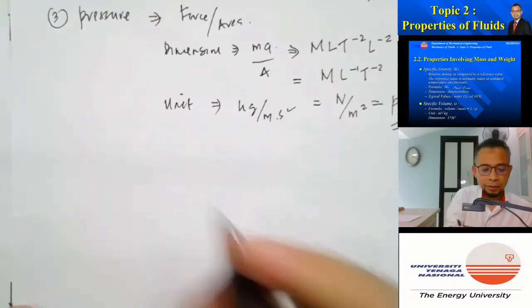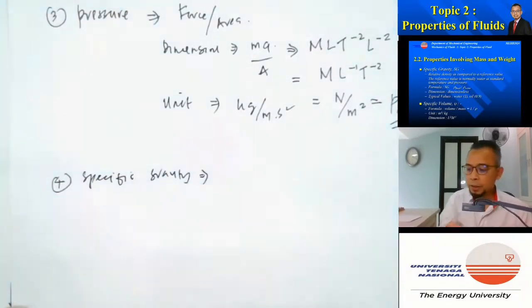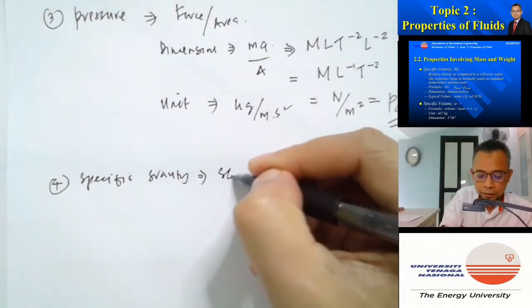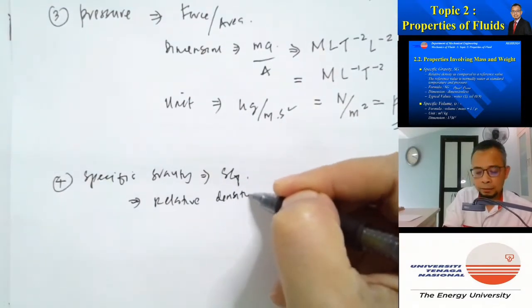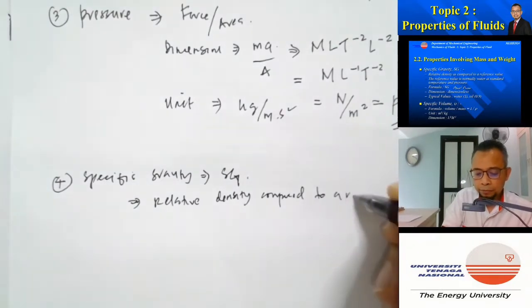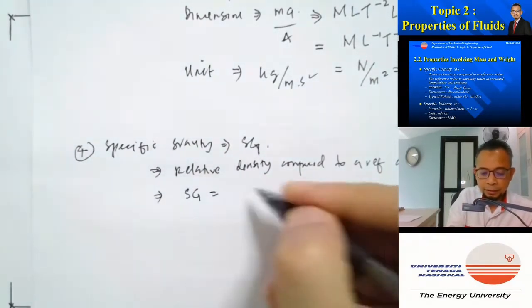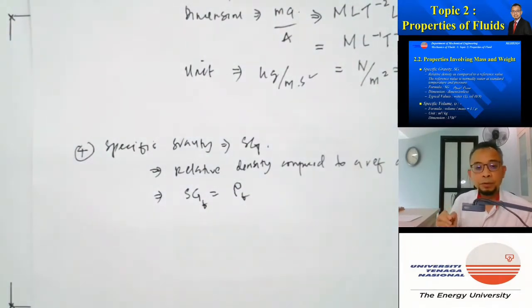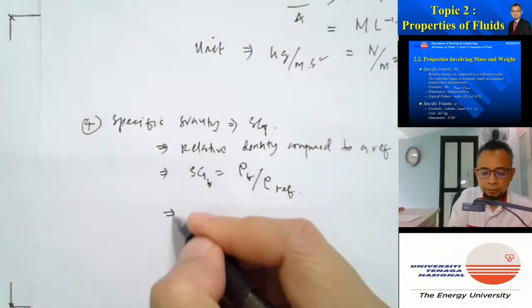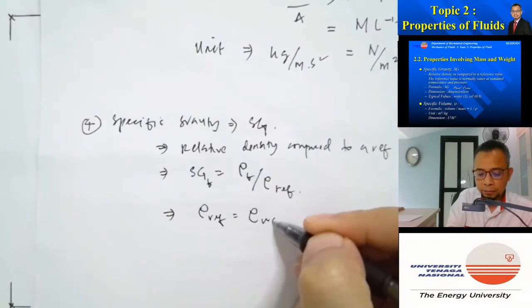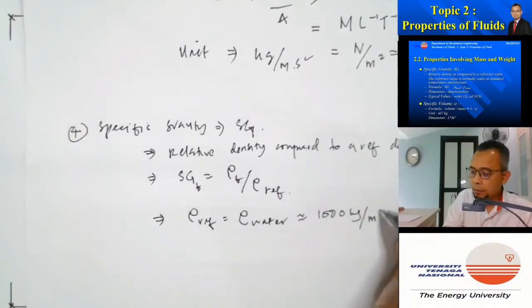Let's look at specific gravity. Normally we use the symbol Sg for specific gravity. We define specific gravity as relative density compared to a reference density. So Sg of the fluid is rho of the fluid divided by rho of a certain reference fluid. And it's quite common that we use water as the reference fluid. Roughly the density of water is 1000 kilogram per meter cube.